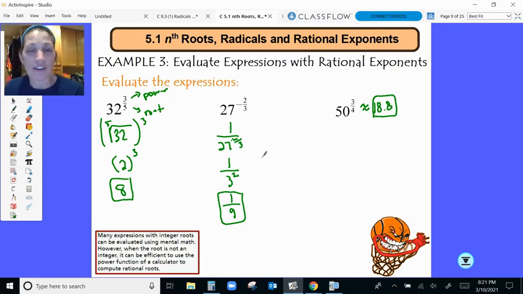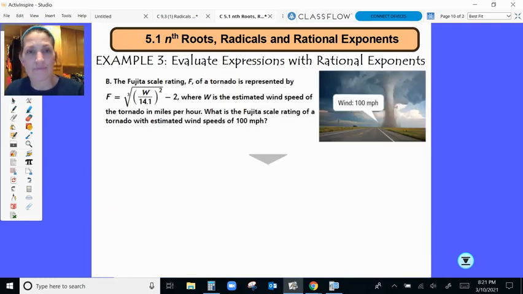So about 18.8. Now, sometimes on your calculators, there's a button that might look like a square root to the x, and so you have to watch out for that. If you can't figure it out on your calculator, maybe Zoom me and I'll see if we can help you figure it out, okay?